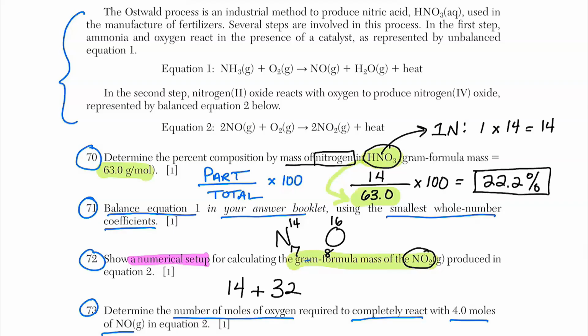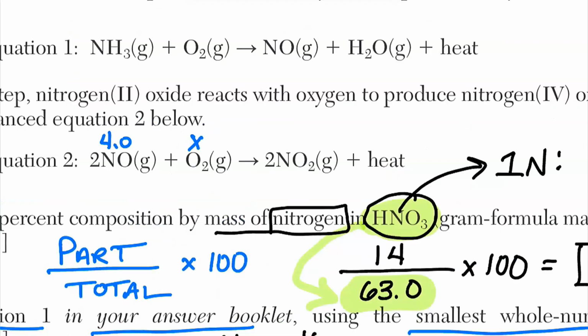All right, so I'm going to show you how your teacher may ask for it. I'm going to show you the easiest way to solve for this. Okay, so if you look at the question, number 73, they want the moles of oxygen in equation 2. So we're after equation 2. And they want the number of moles of oxygen. So they're after O2 here. And they gave you 4.0 moles of NO.